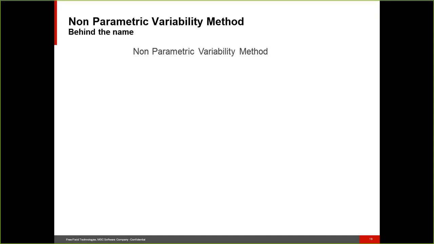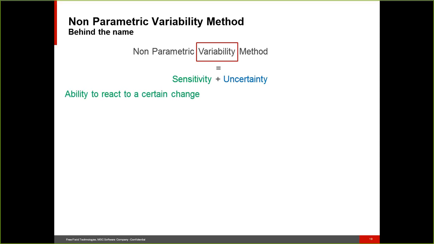The best way to describe this method is by analyzing its name. Let's focus in the first time on the term variability. The variability is the sum of two characteristics, the sensitivity and the uncertainty. The sensitivity is a well-known characteristic that can be seen as the ability to react to a certain change. But when we talk about uncertainty, the interesting question is, where is uncertainty?